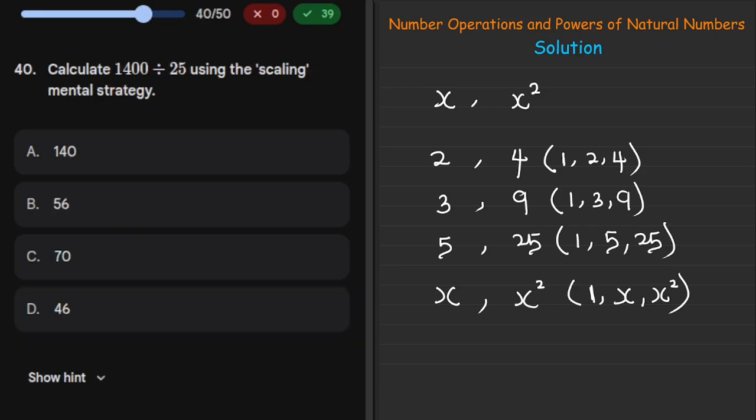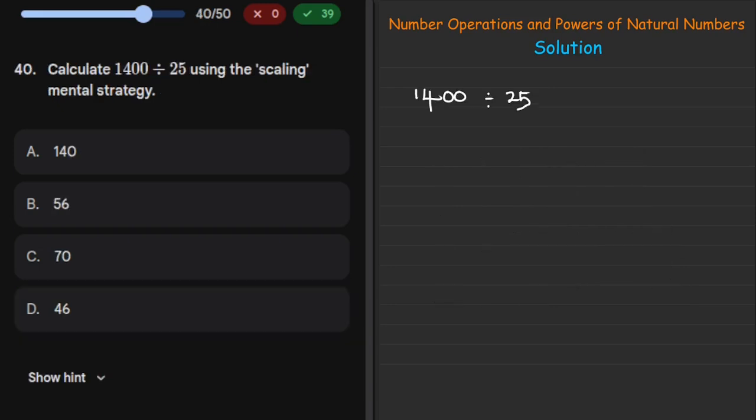Question number 40. Question number 40 says you have to calculate 1,400 divided by 25 using the scaling mental strategy. So for the scaling mental strategy, all it says is scale this one up. Or if you can scale it down, that is fine. So scaling it up simply means you look for a number that you multiply by these two numbers so that they can get to an easier set of numbers that you can work even mentally.